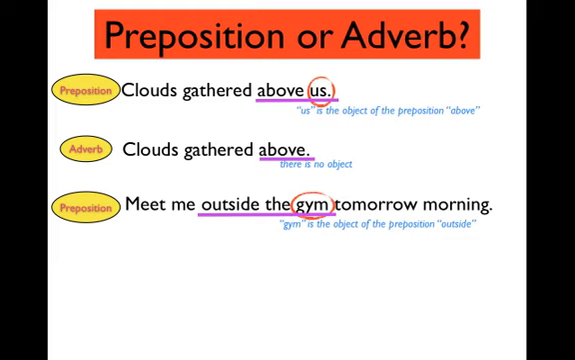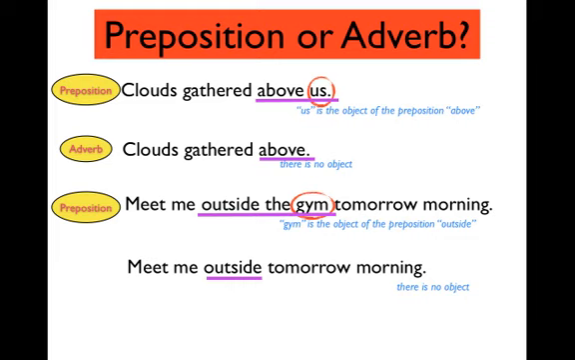Let's look at the same exact sentence, but a slightly different version of it. Meet me outside tomorrow morning. All right? So outside now is not a preposition, it's an adverb because there is no object. Outside what? Outside whom? Doesn't tell me. So that means outside is simply modifying the verb meet. And that's why it's an adverb.